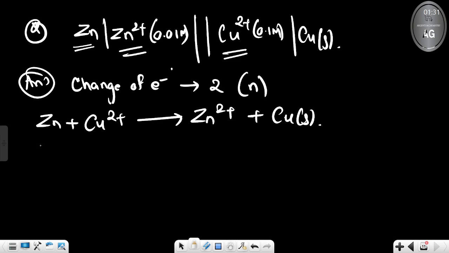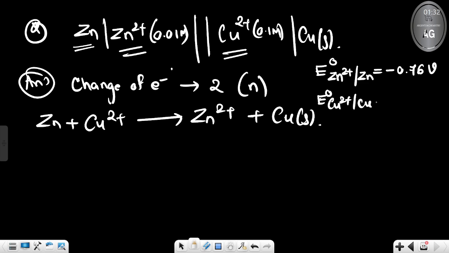In the question the values will be given. You have to just use the values. Given in the question is E0 Zn2+/Zn equals minus 0.76 volt. This will be given to you in the question, so you will just copy that from the question. Next given is E0 Cu2+/Cu, which is 0.34 volt. This is given in the question to you.